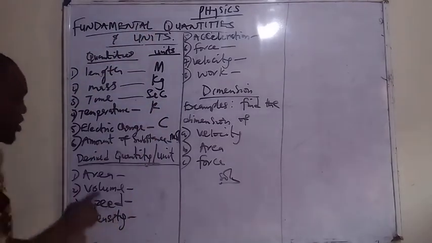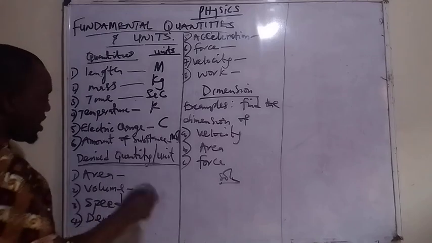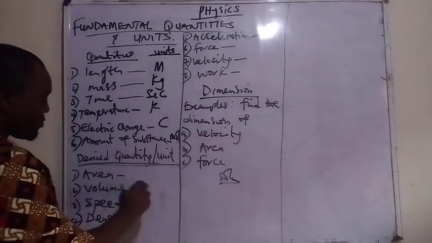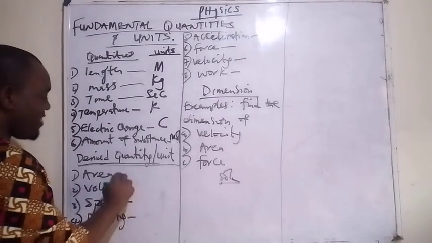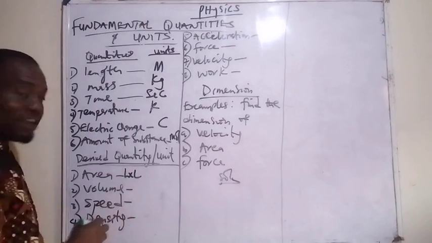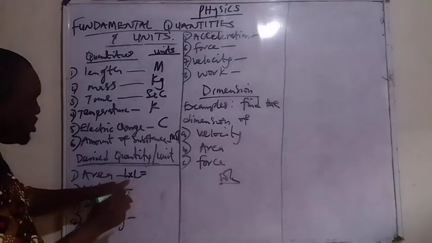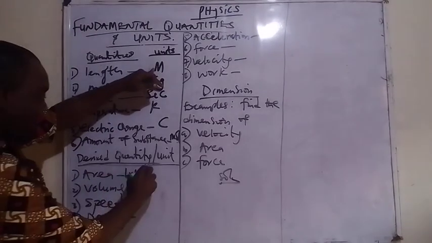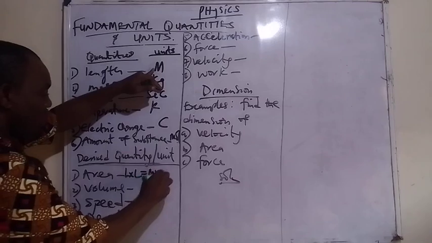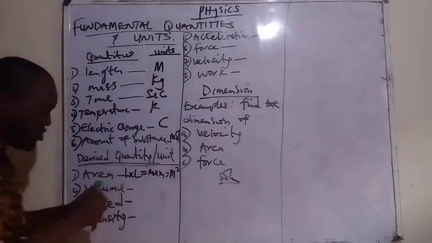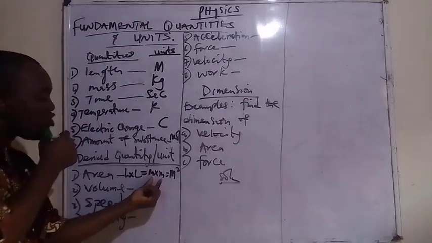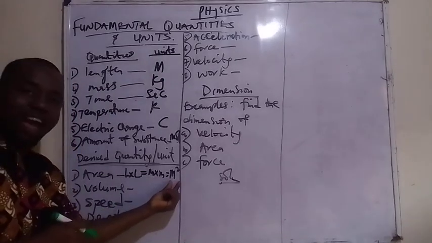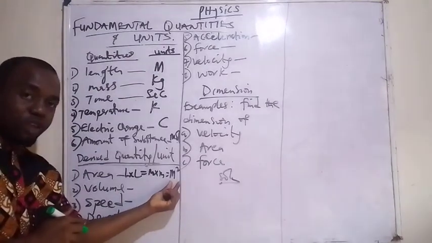Now let's try it. The formula for area is length times length. You get it now? So length times length, that's L times L. What is the unit of L here? L is meter. That's M times M, which is what? M squared. You see that if I combine two fundamental units together, it will give me a derived unit. Do you get it now?